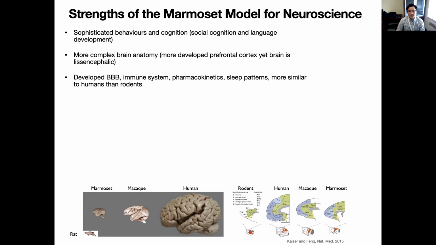As Sébastien mentioned, marmosets also have a very developed blood-brain barrier and immune system, and have interesting pharmacokinetic properties that more closely mimic human properties. They have interesting sleep patterns and overall behave more similarly to humans than, say, to rodents.